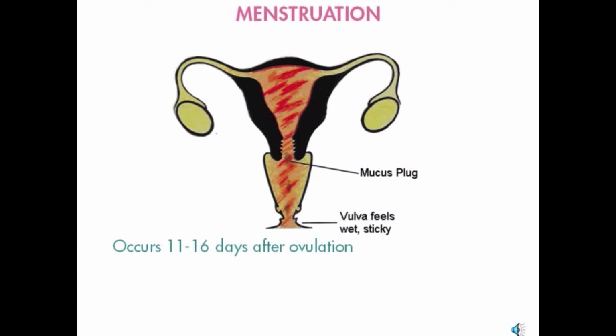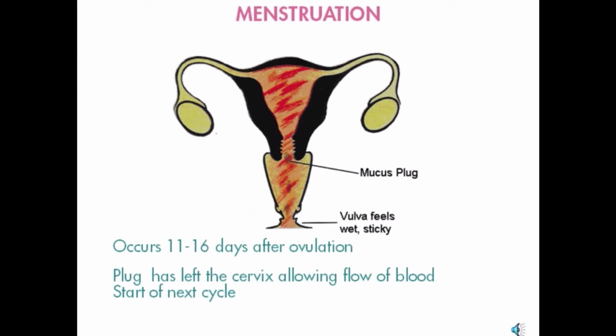The cycle ends with menstruation. In a fertile cycle, menstruation occurs 11 to 16 days after ovulation. The plug has once more left the cervix to allow for the flow of blood. The woman now starts a new line on her chart to show the beginning of a new cycle.